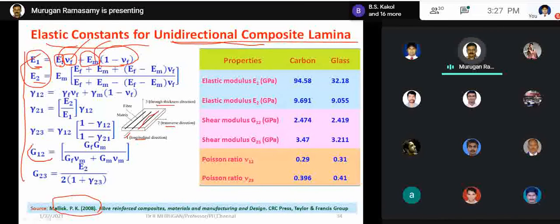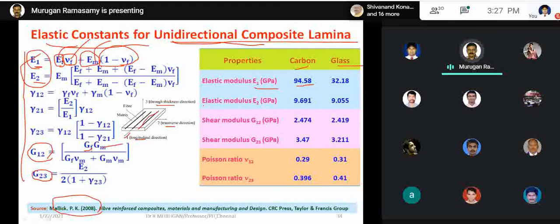Similarly, for the shear modulus in the 1-2 and 2-3 planes, we can easily substitute the matrix modulus and the fiber modulus, and we will get these values. These are the values obtained by using this equation. We used a simple Excel sheet to calculate this. So we calculated the unidirectional lamina of carbon fiber and glass fiber. This is the first stage.